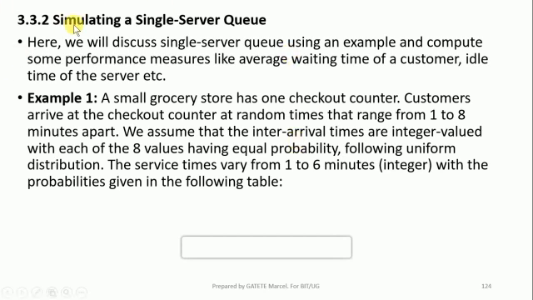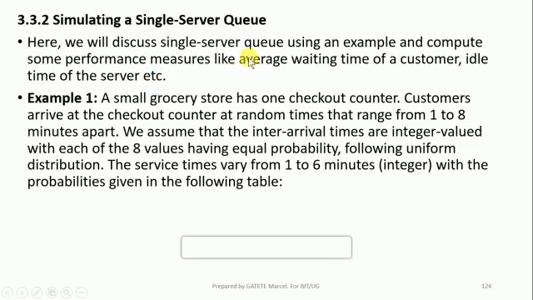Now we are going to see an example of a queuing system with a single server. We can also have multiple servers, but if you know about a single server, multiple servers follow the same process, you just have to perform it multiple times. Here we discuss a single server queue using an example, and we are going to compute some performance measures like the average waiting time of a customer, the idle time of a server, and so on.